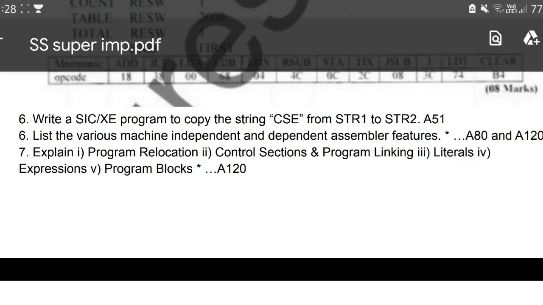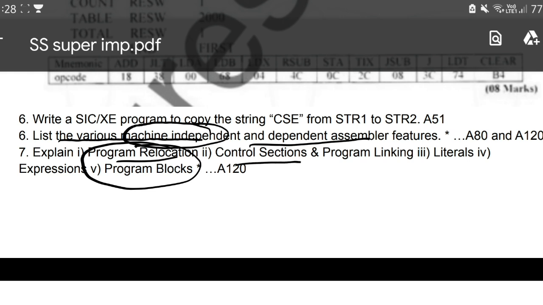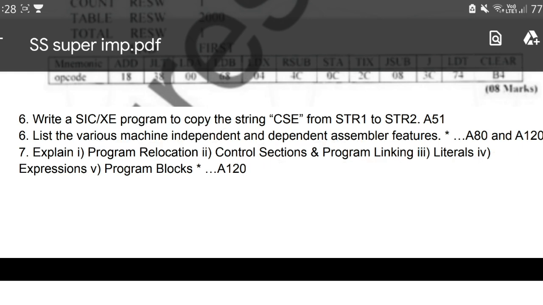Okay, the last question from module 1, which is list the various machine independent and dependent features. The mostly repeated is the independent features, and that is nothing but these 5 things: program relocation, control section, program linking, literal expressions, and program blocks. You have to know what these things are and the important key concepts in them. If you know that, it is sufficient for you. You can easily score 7 to 8 marks from that.